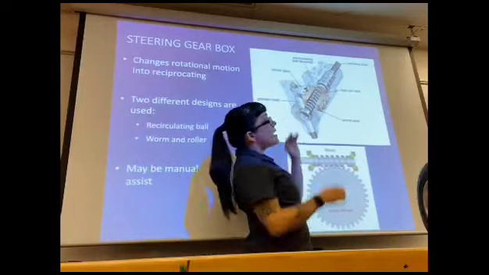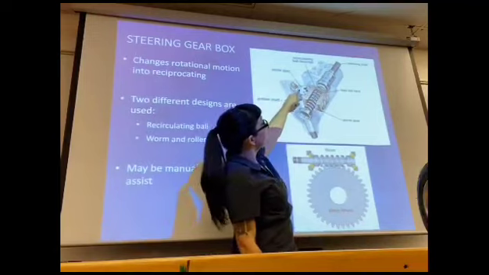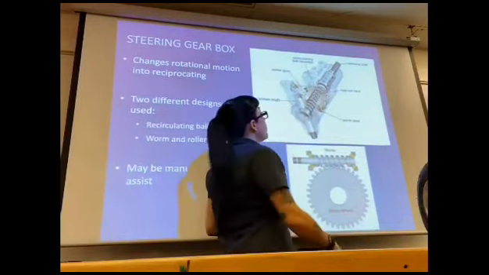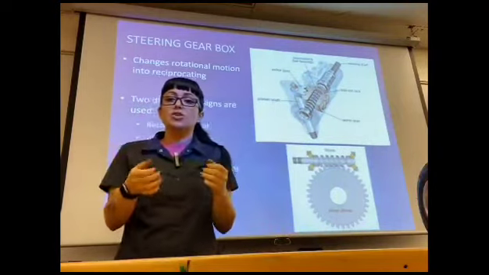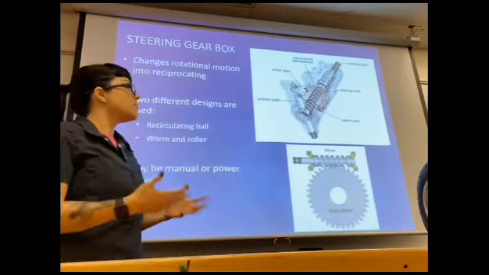That nut has a couple of teeth that are going to mesh onto what you call your sector gear, and that sector gear is going to change in angle. This is probably not the best angle to look at it, but it's going to change this motion to this motion, and that's how your recirculating ball works.